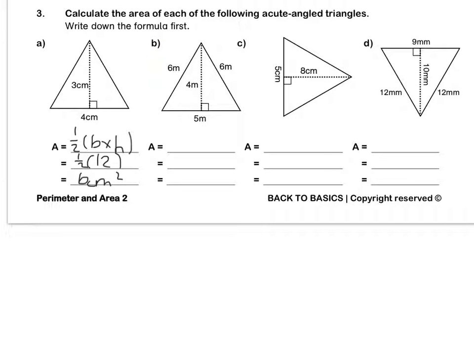Let's do B together. We have our formula, which is half base times height. Now, very important, in this triangle we have 6 meters and 6 meters on the sides. That has nothing to do with the area. We need our base and then our perpendicular height inside our triangle. So it's a half of 5 times 4, which is 20, to give us an answer of 10 meters squared. Press pause to complete question 3 by yourself.